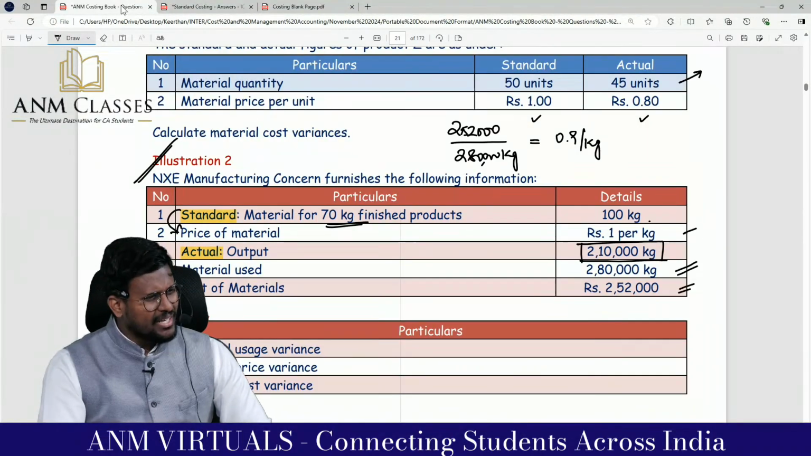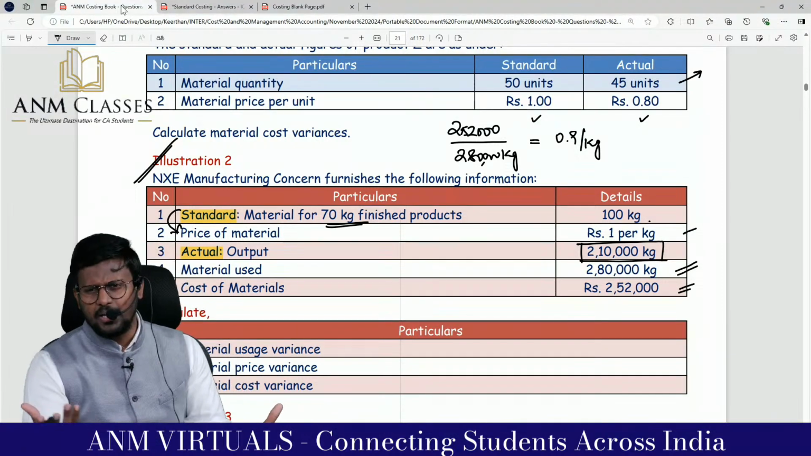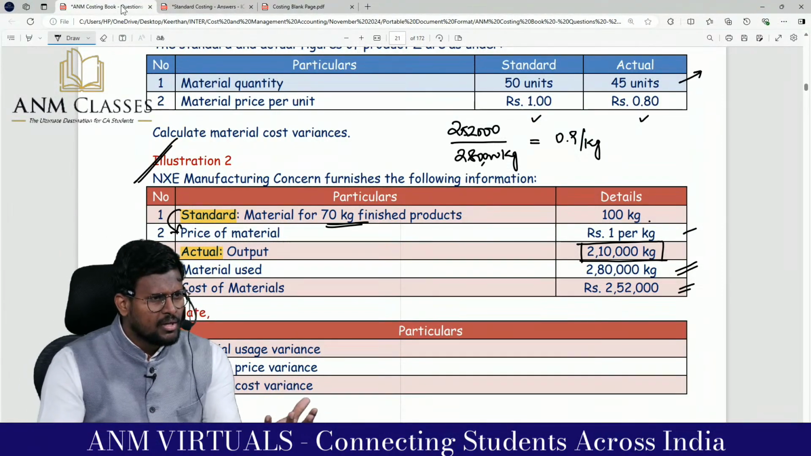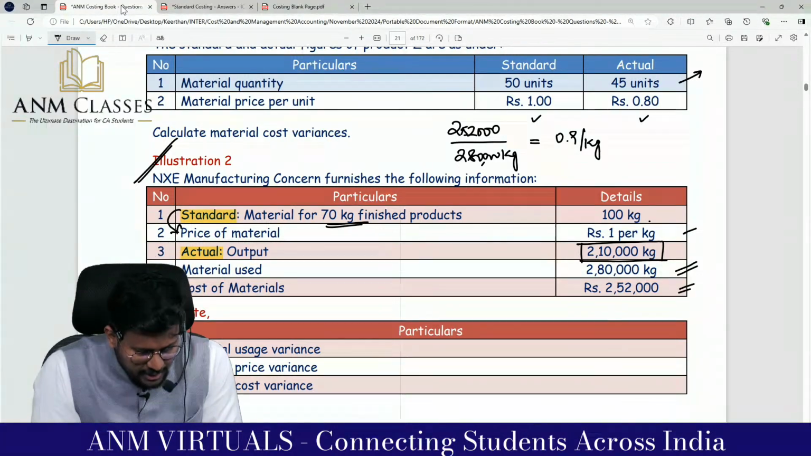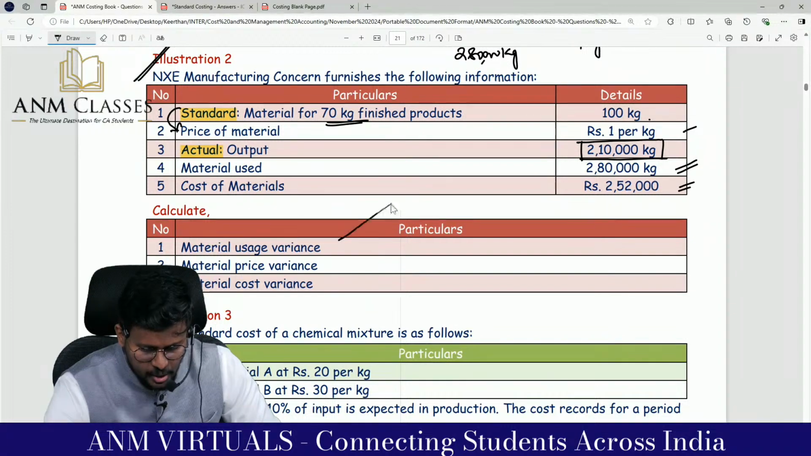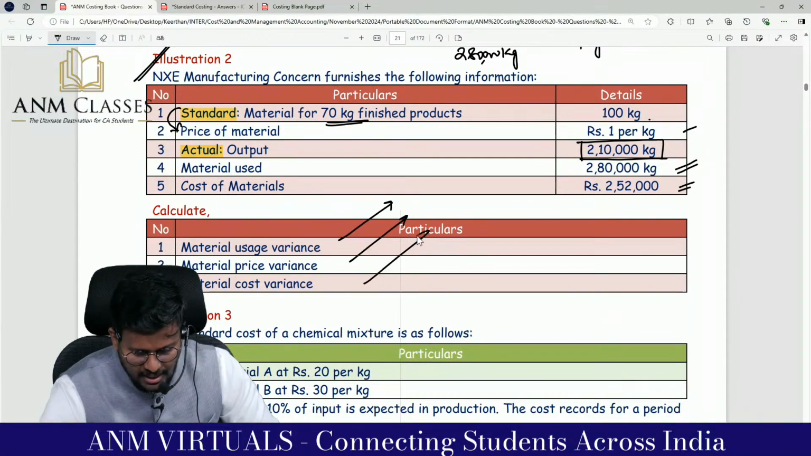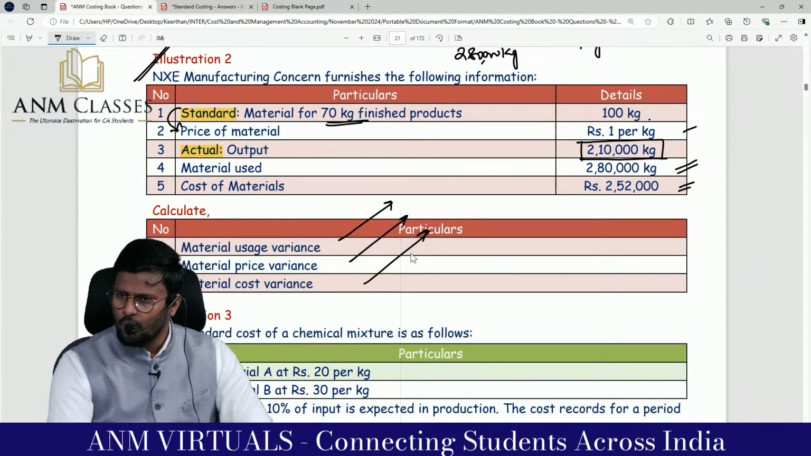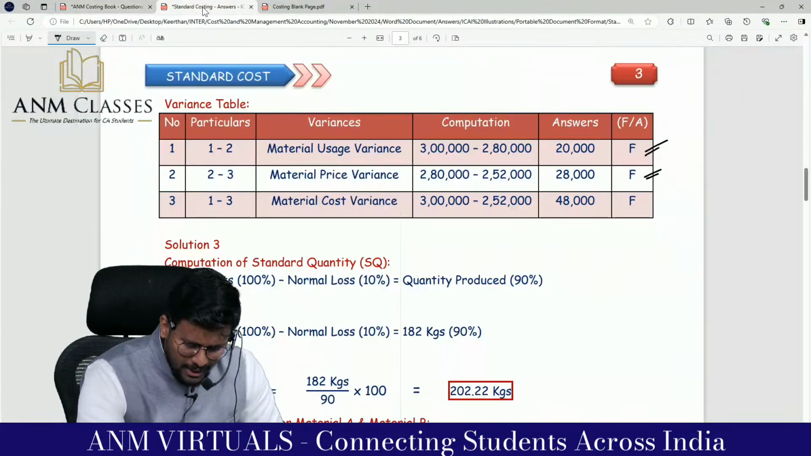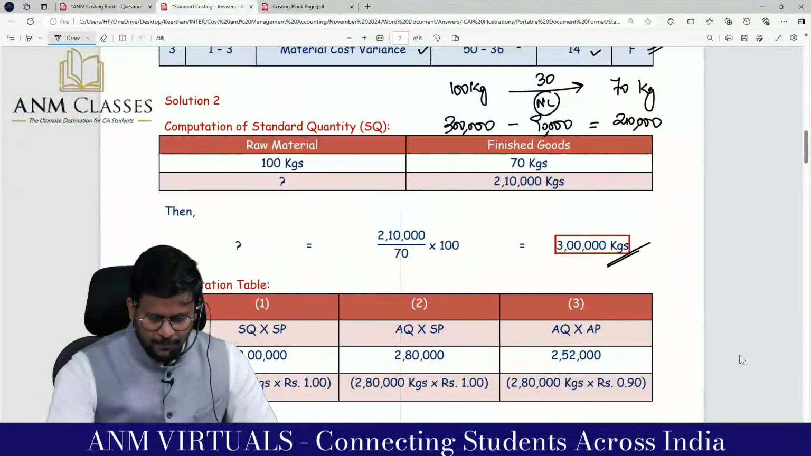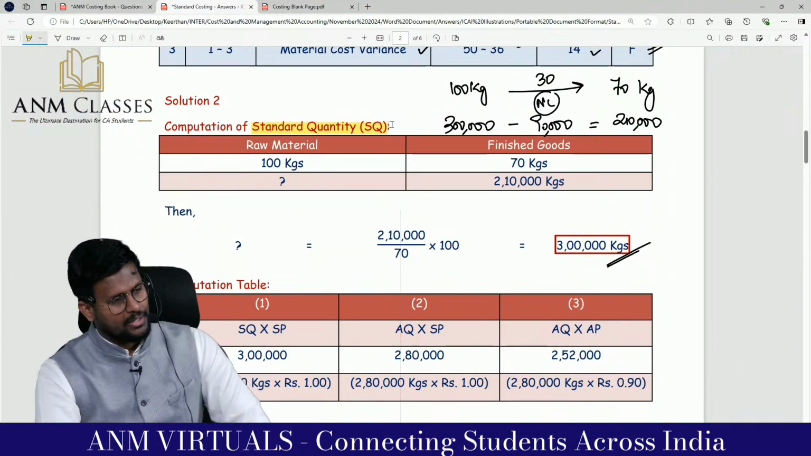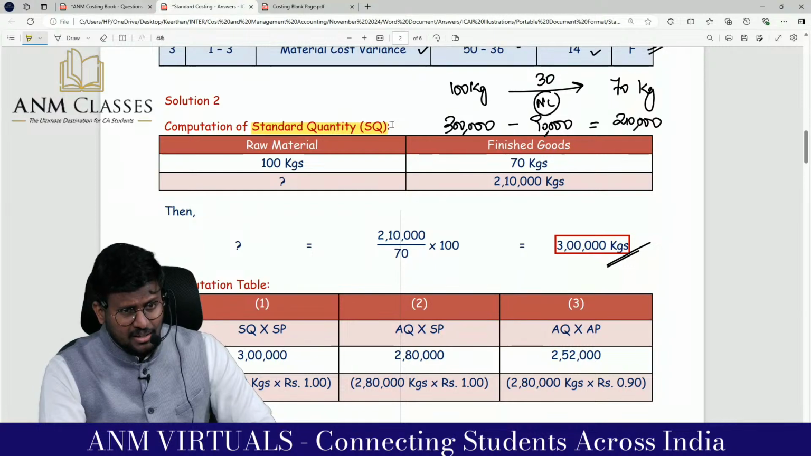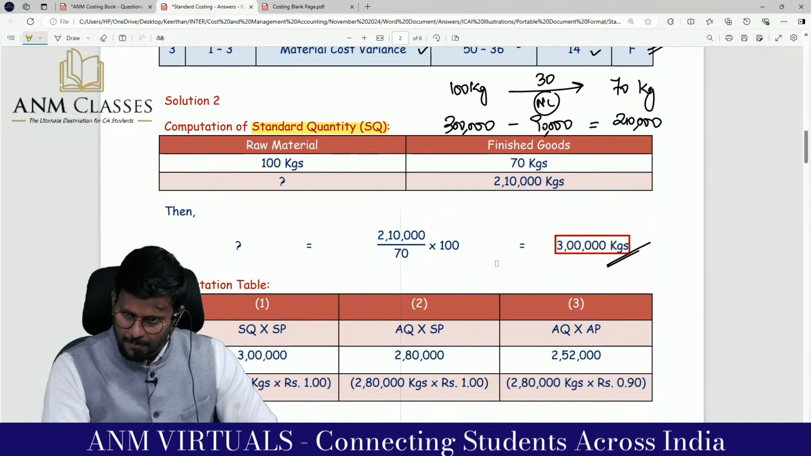Then material cost variance is very simple. Material usage variance and material price variance, since both are favorable, ultimately cost variance will be favorable. So we are converting that into the answer format. My dear lovable students, first we have to calculate the standard quantity.